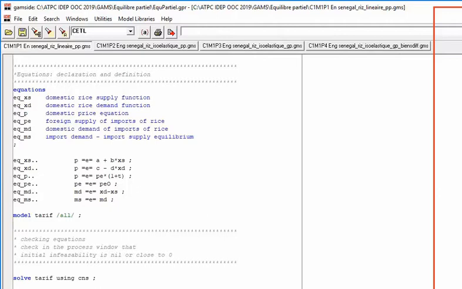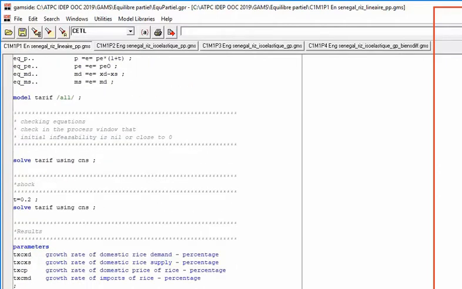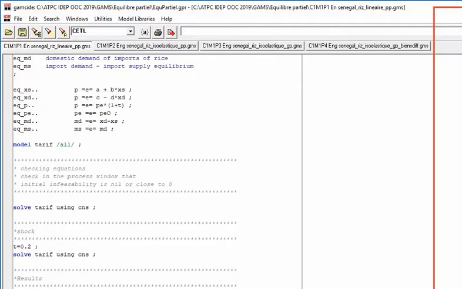It means that you can use the instruction all between 2 slashes. And then you've got 2 solves. The first solve is without any shock. It is just to check that initial infeasibility is 0. It means that with this solve, we will check that each equation is respected, that is to say, for each equation, the left-hand side member is equal to the right-hand side member.